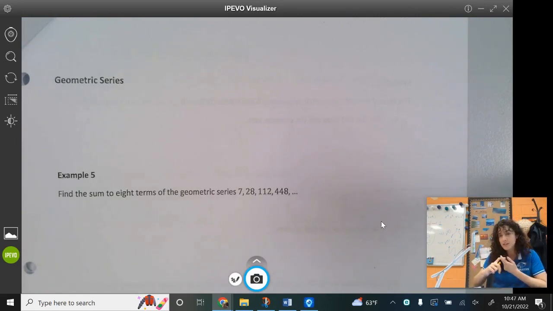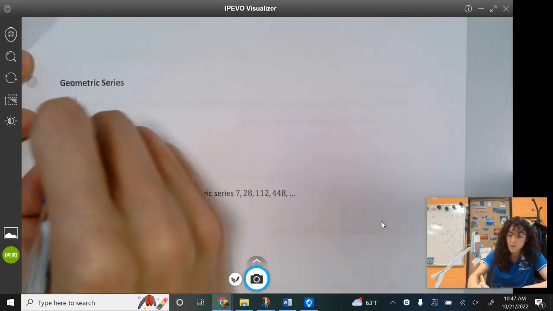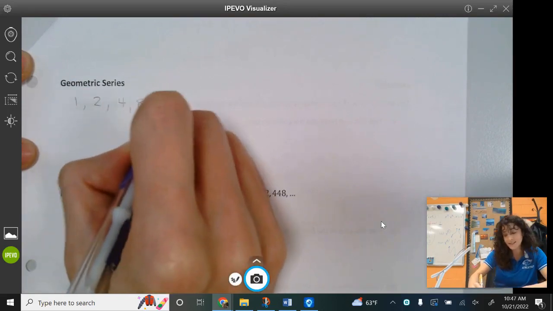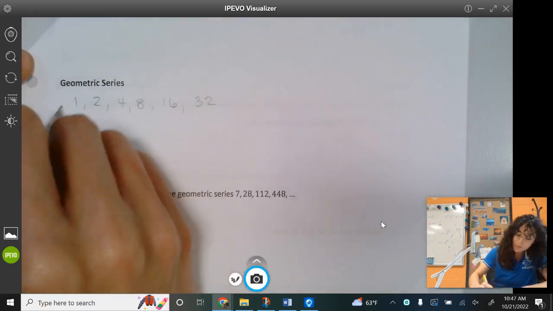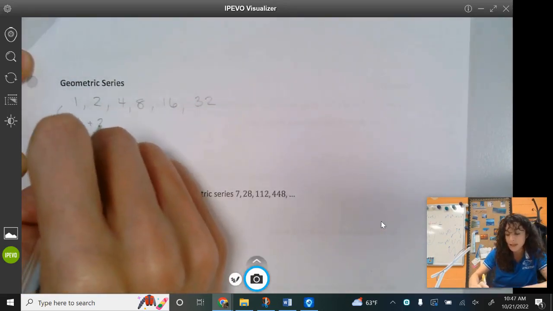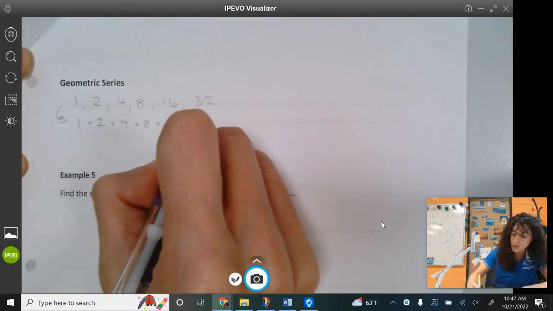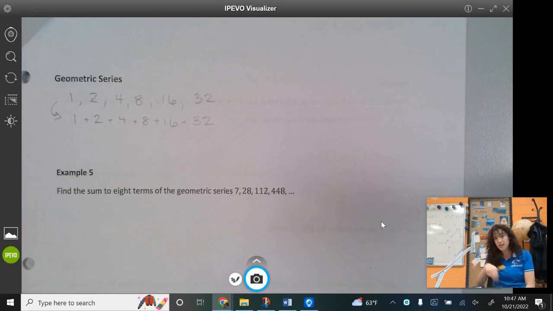The only difference between a sequence and a series is that instead of having commas in between, for instance, 1, comma 2, comma 4, comma 8, comma 16, comma 32, it becomes 1 plus 2 plus 4 plus 8 plus 16 plus 32. We're going to go into in this lesson about why we would care about adding all of these numbers up together in an application sort of way.